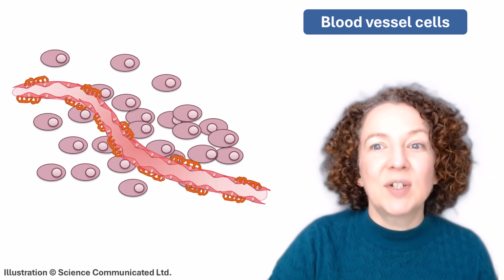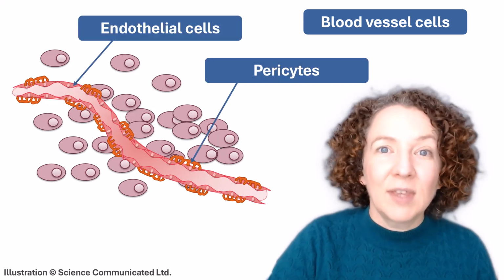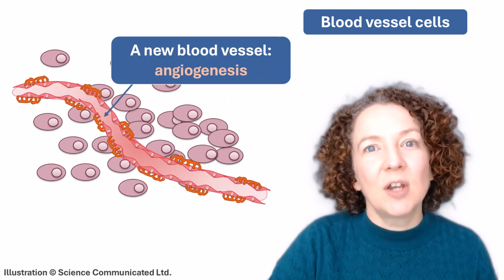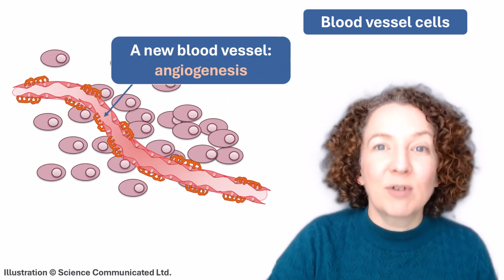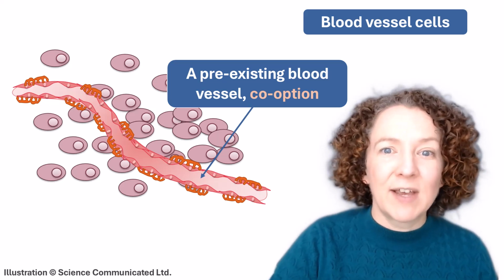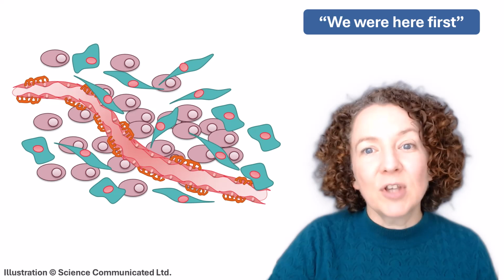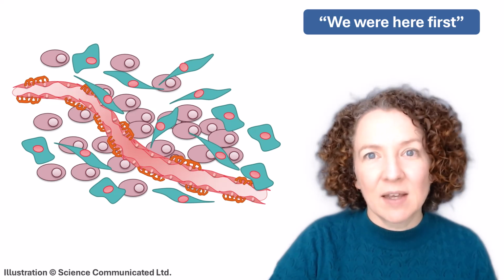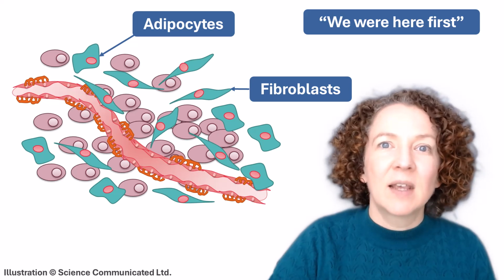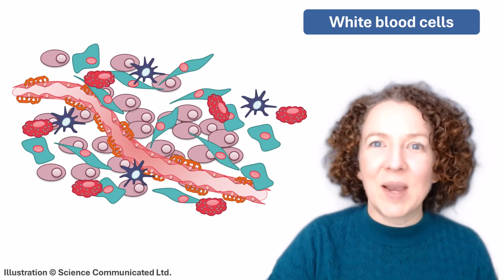One set of cells you're definitely going to find are the cells that make up blood vessels. These are endothelial cells and pericytes. Sometimes cancer cells will trigger new blood vessels to form by a process we call angiogenesis, but often they use whatever blood vessels were there before, called co-option. There are also whatever cells were present before the cancer cells appeared. These are often normal structural cells like fibroblasts and adipocytes. And then there are lots and lots and lots of white blood cells.